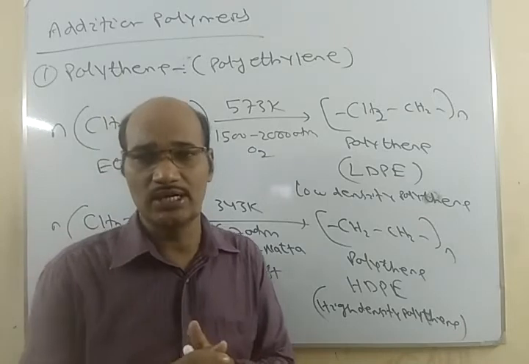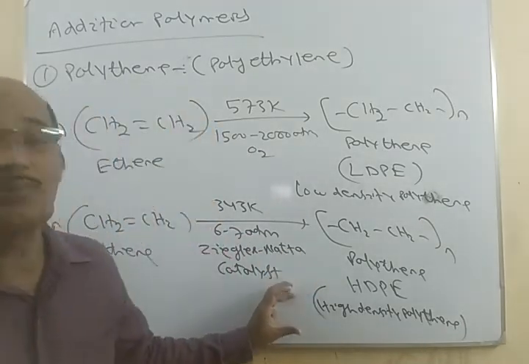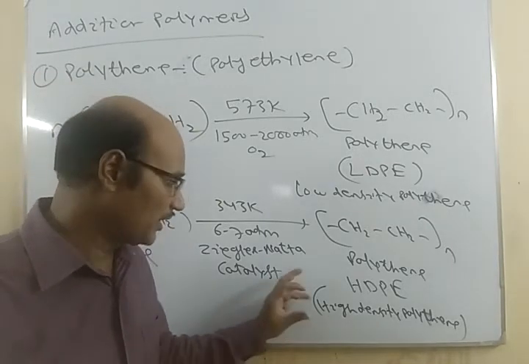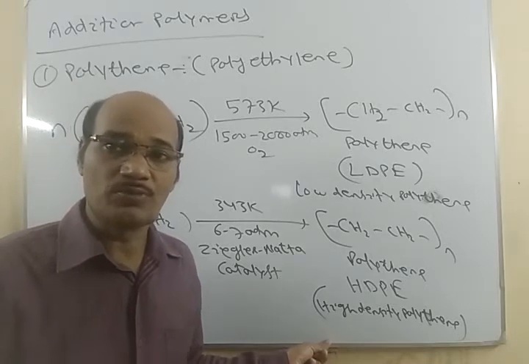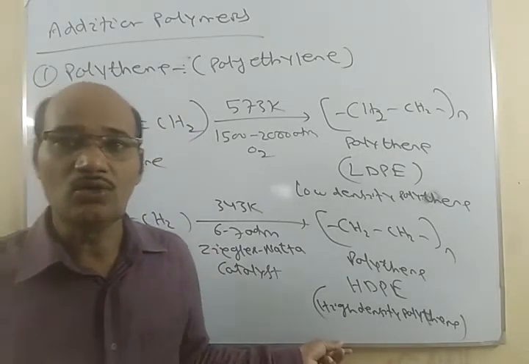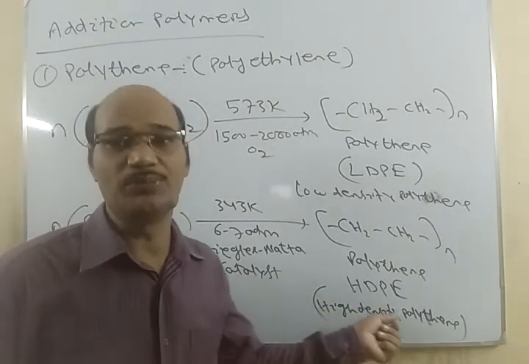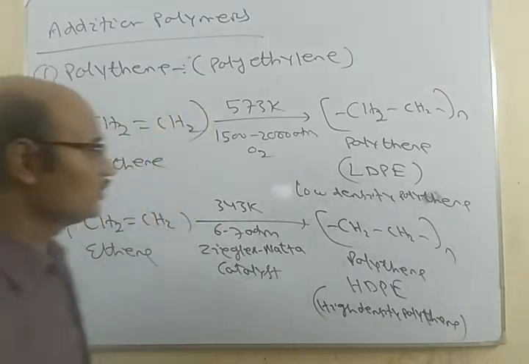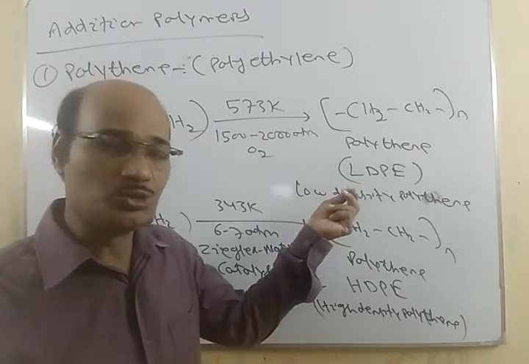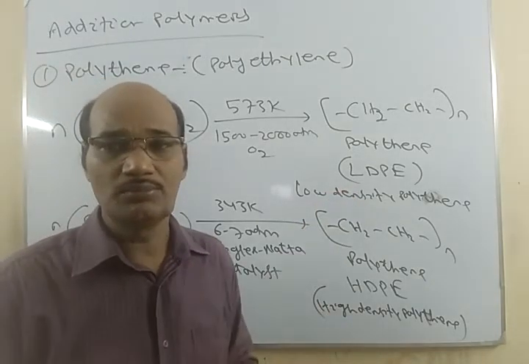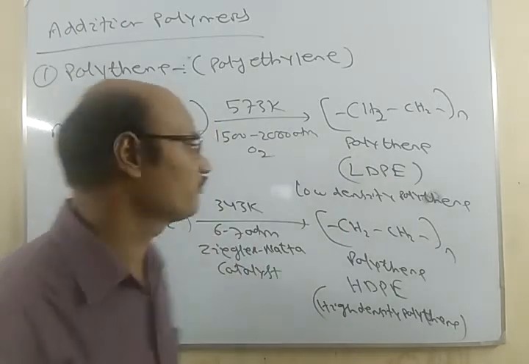tightly bound to each other, hence they have high density and high tensile strength. Such polymers, HDPE, are basically used to prepare buckets and overhead water tanks. And LDPE, the low density polythenes, we use for preparing carry bags, simple toys and soft kind of toys.